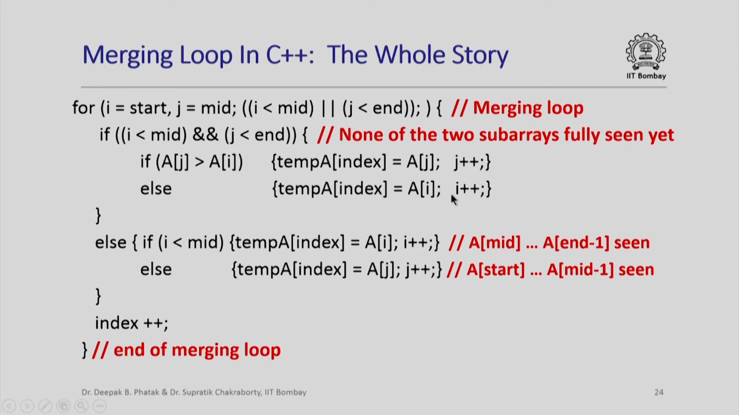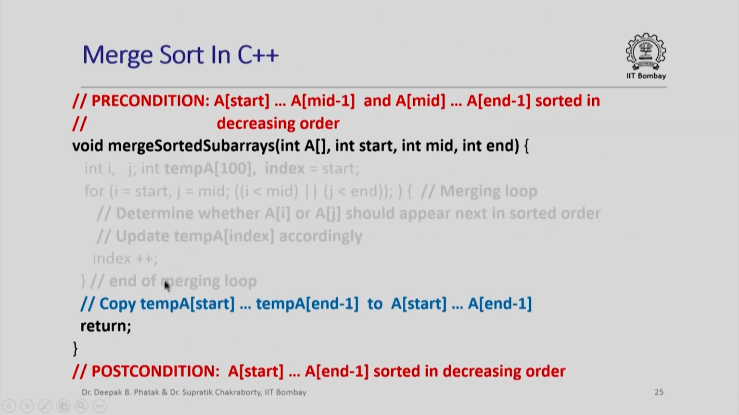As you would notice, i is only incremented, j is only incremented, which means that I am basically going over each of the sorted subarrays only once from its starting index to its last index. After we have merged the two sorted subarrays, we then need to copy the values from temp A to A at all the indices from start through n minus 1.